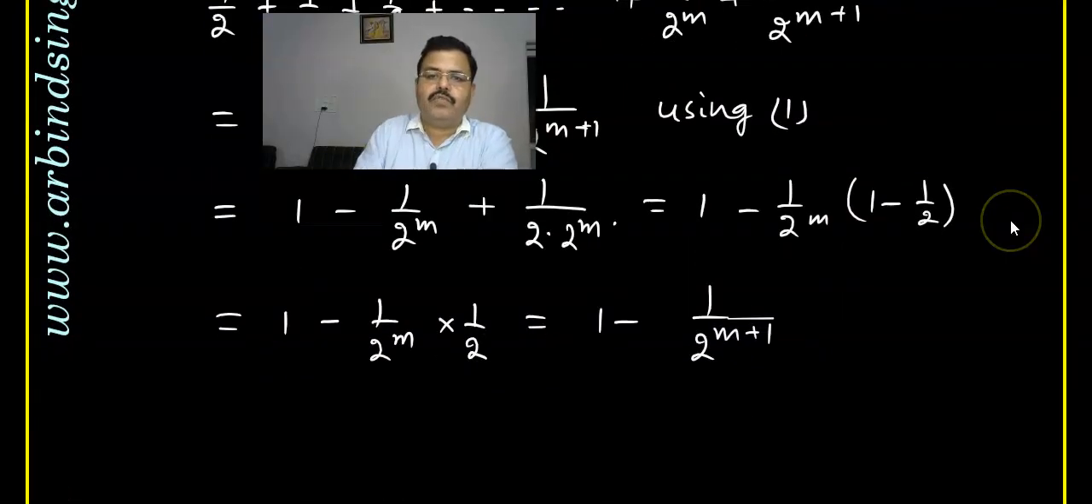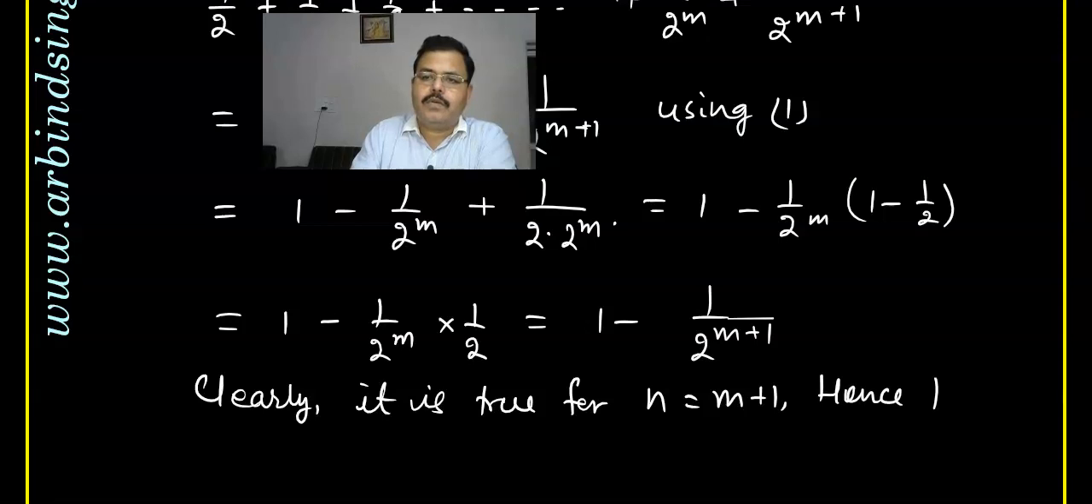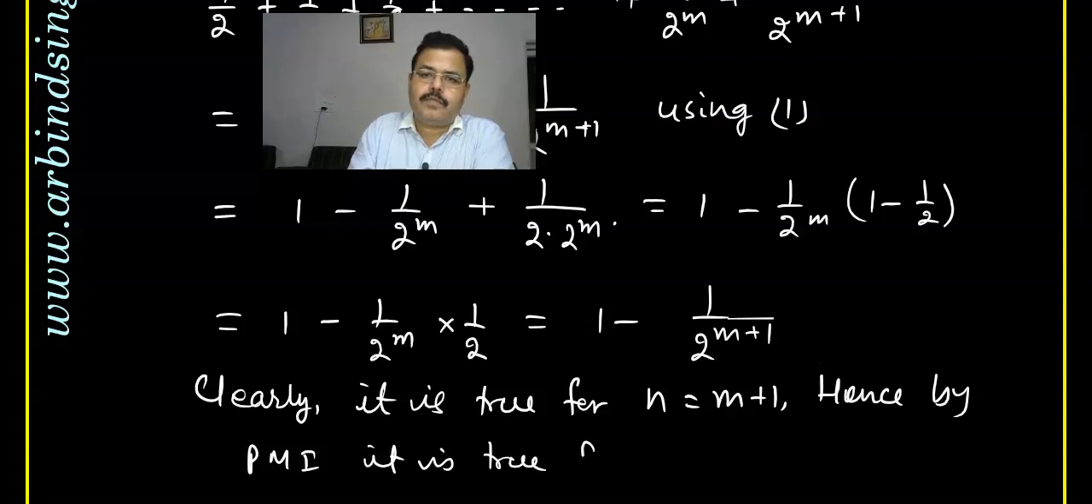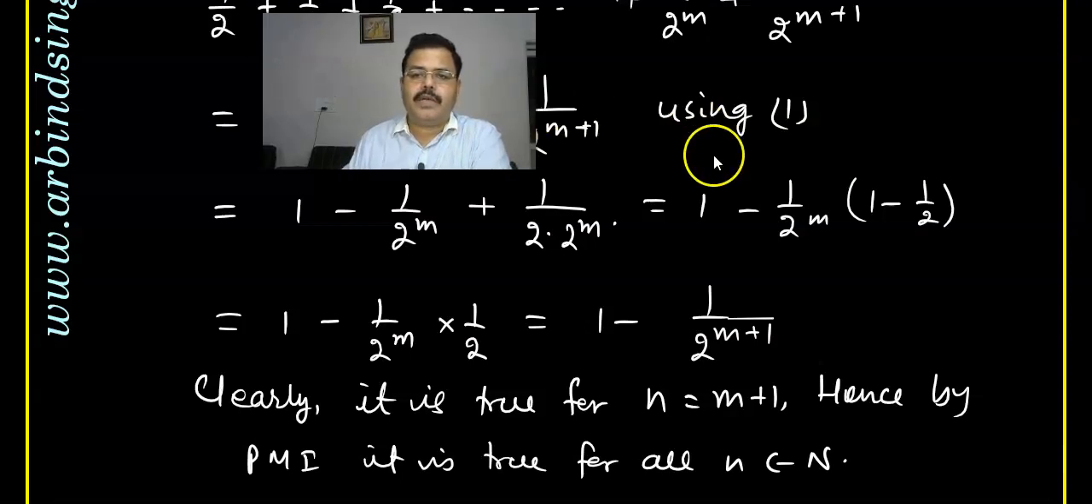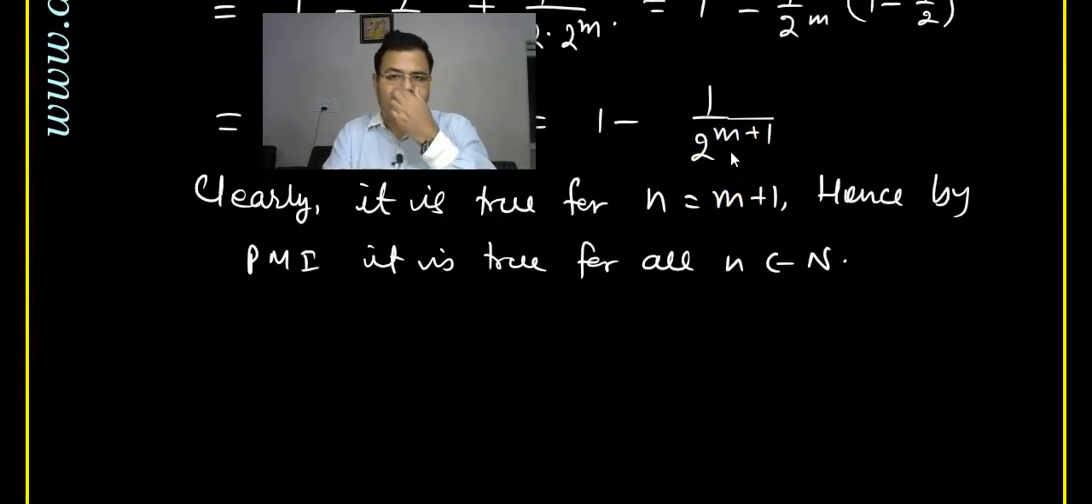So clearly it is true for n is equal to m plus 1, hence by principle of mathematical induction, shortly we can write PMI, it is true for all n belonging to N. That's the proof. So I hope you got it, isn't it? Hopefully you got it. And this is what I wanted to tell you.